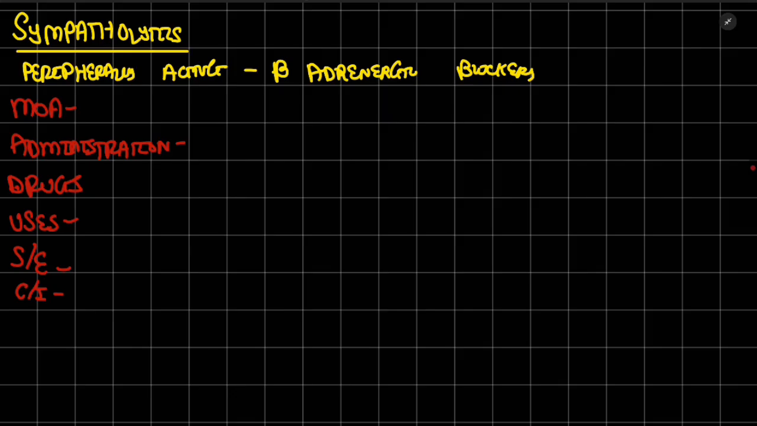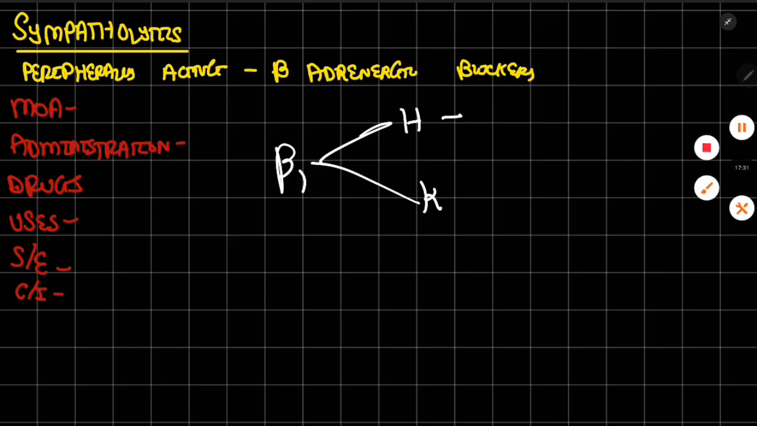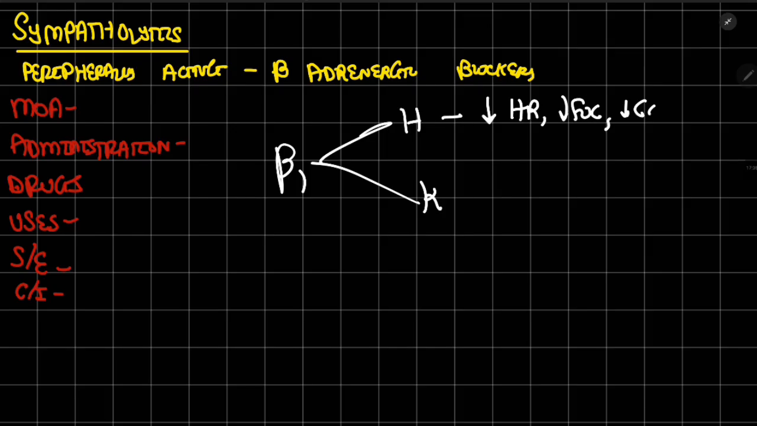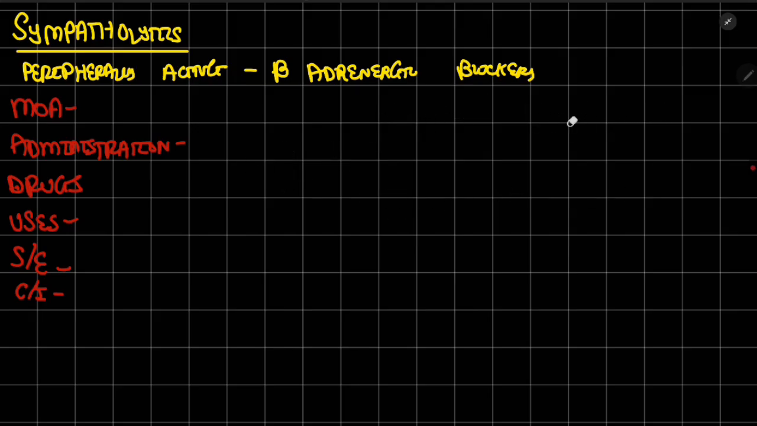Now if we block beta 1, let me just scribble it here. If we block beta 1, we have heart and kidney. If we block beta 1 on the heart, it will reduce the heart rate, reduce the force of contraction, and reduce the cardiac output. And what about the kidney? It will decrease the renin levels. So this is the mechanism of action.